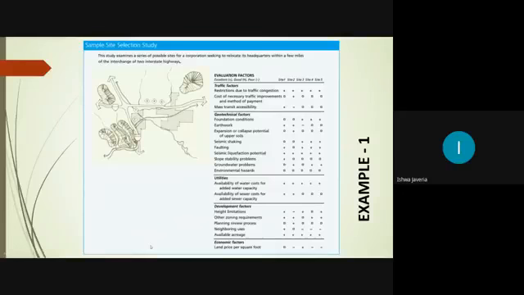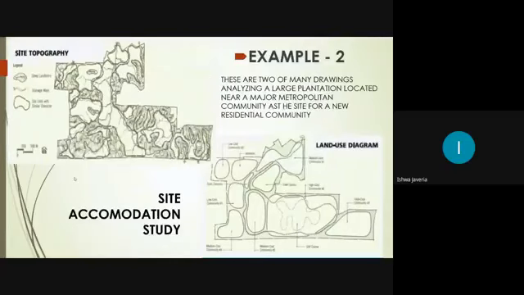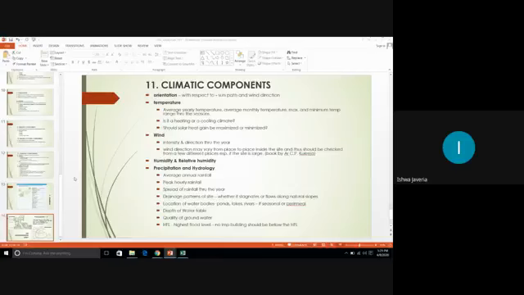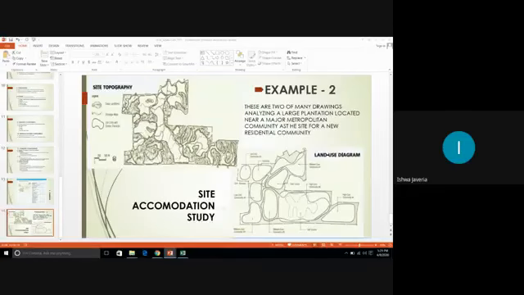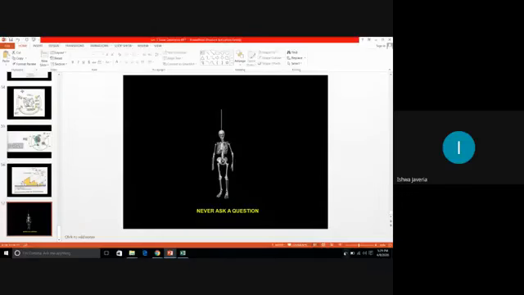So this is how we conduct our site analysis regarding the climatic components and regarding the different factors which affect our site. This was example number one. This is another example when you will be doing your design in your second year studio. That will be easy for you guys to grasp. But what is the importance of the sun path diagram? I was telling you about that. So this is all about my today's lecture.